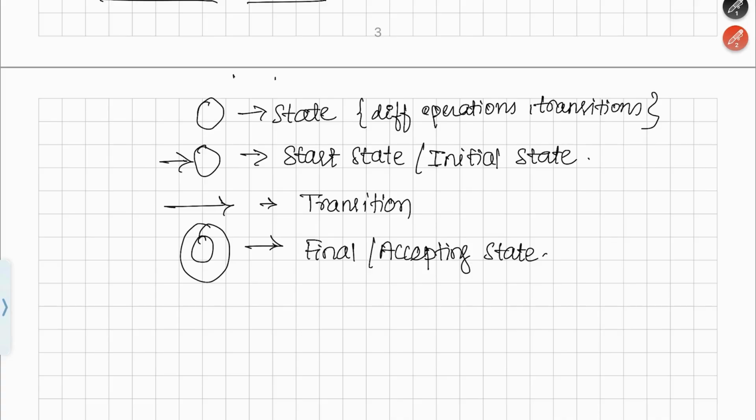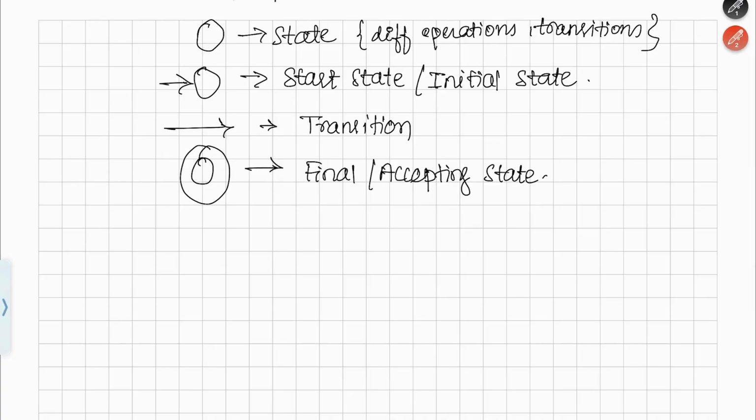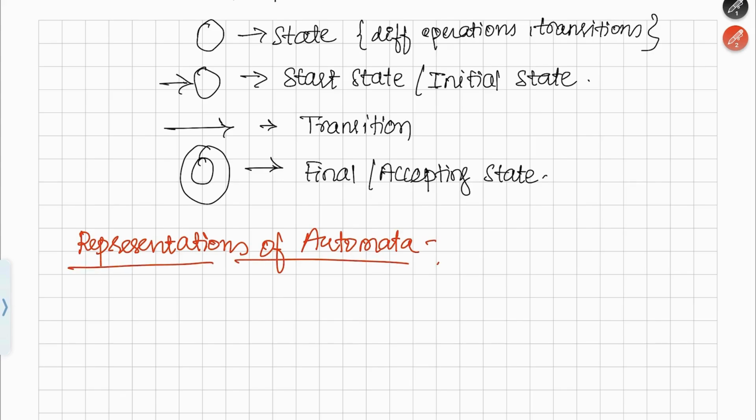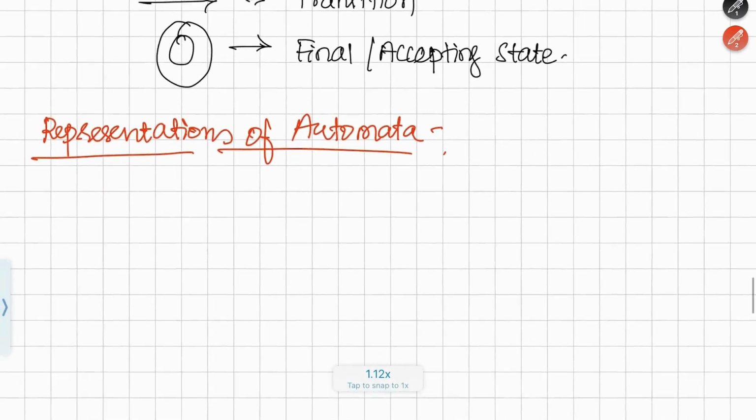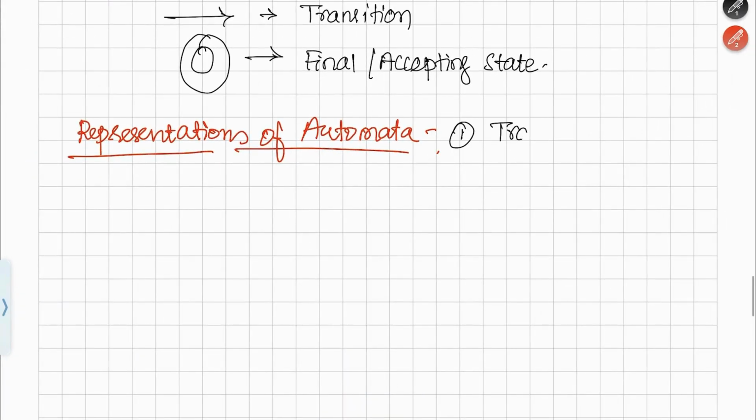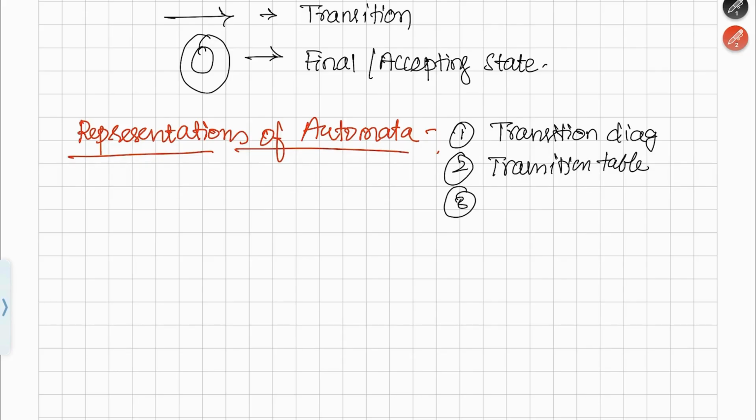Next, moving on further, we have representations of automata. So this was about finite automata. Now let's see how automata is represented. In order to represent automata, we'll be making use of three main things. The first one is the transition diagram. The second one is the transition table. Next we have the transition function. And we also have the structural representation. We'll look into that further.